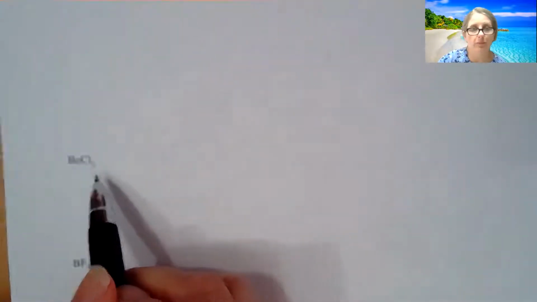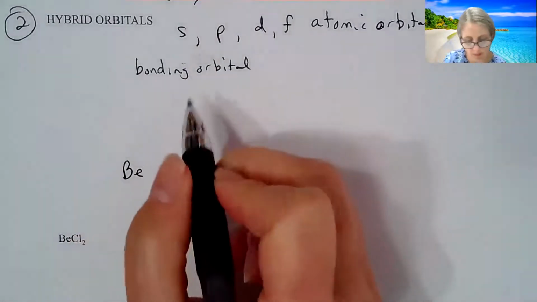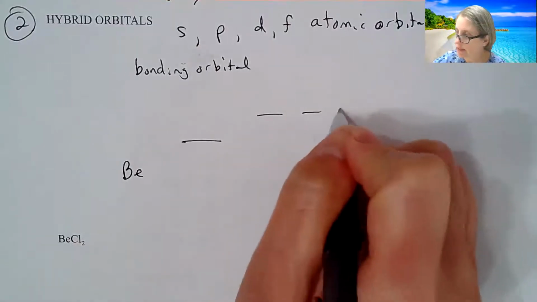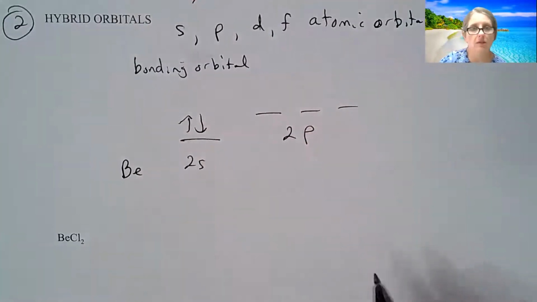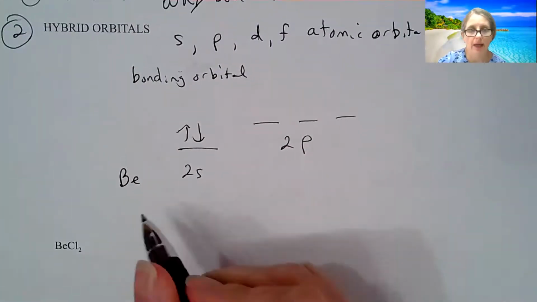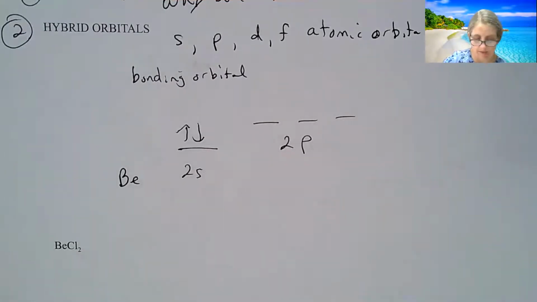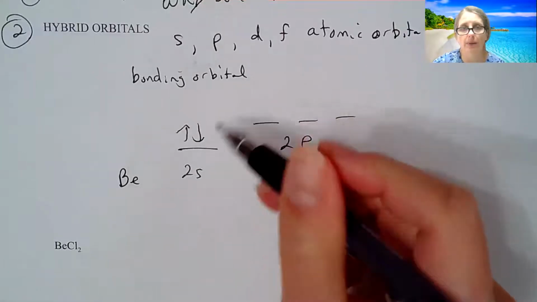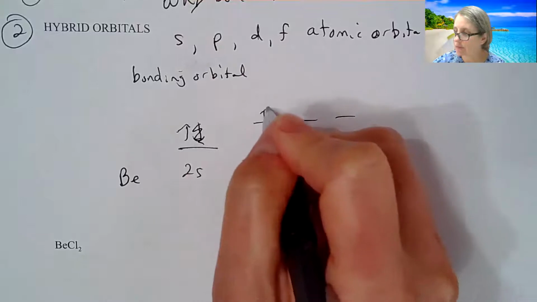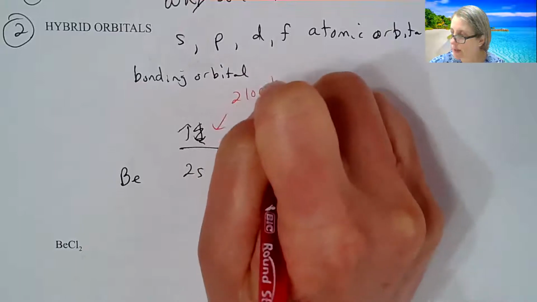So let's start with our first example here, beryllium chloride. If I look at beryllium's s and p orbitals, it's in the second energy level. I have 2 electrons in the 2s orbital. But I know beryllium chloride exists, meaning I know that I can make 2 bonds there. So what I have here is that there are no bonds to be formed at this point because this is all paired up. But if I were to take that electron and move it to the 2p, I now have what I call 2 locations for bonds to form.